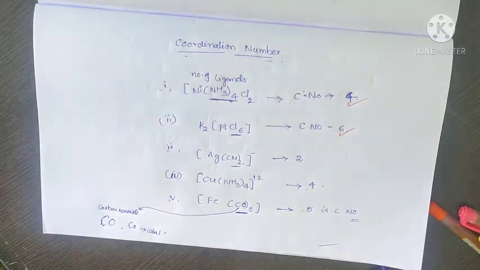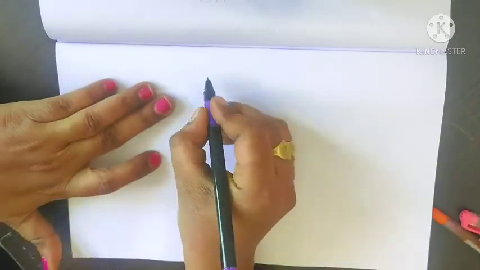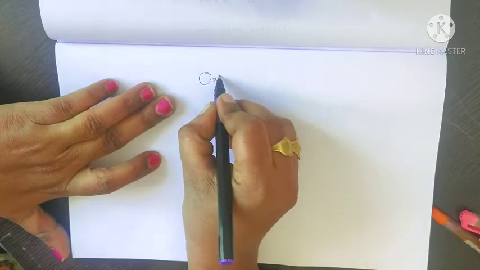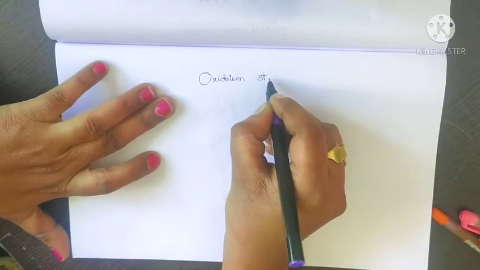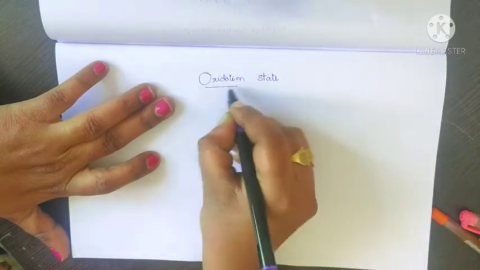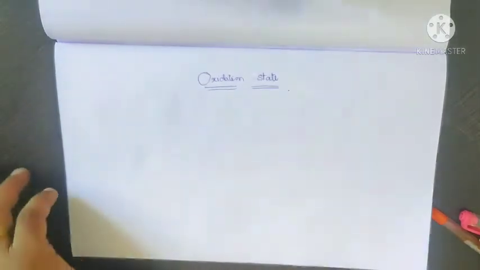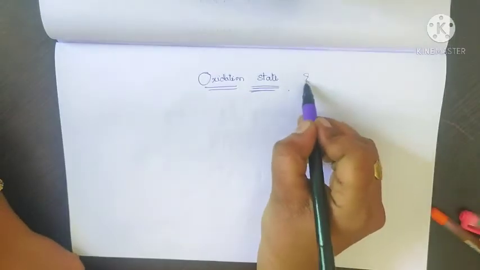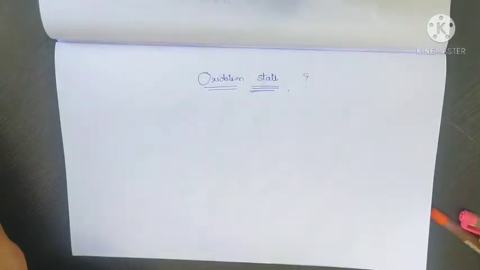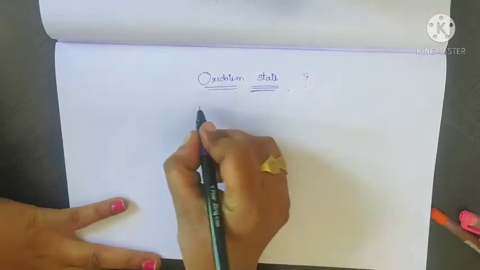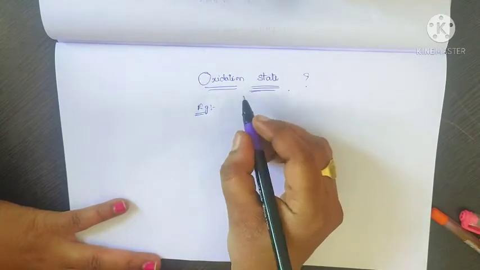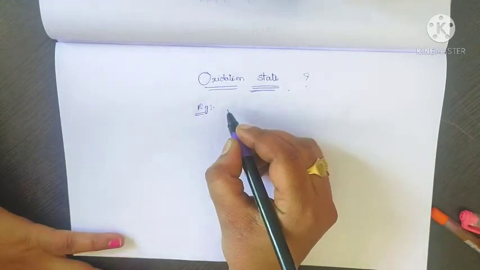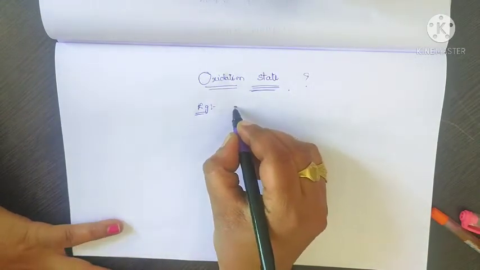These are the coordination number. And next one is, what is oxidation state? How to calculate oxidation states? The oxidation state is a number which represents the electric charge on the central atom of a complex ion. That is termed as an oxidation state. Oxidation state is a number. It represents the electric charge on the central atom of a complex ion.